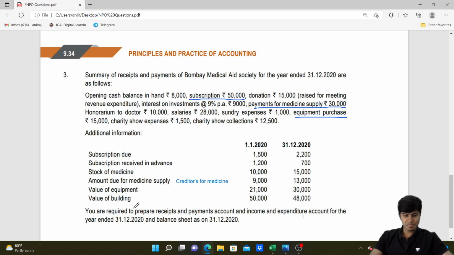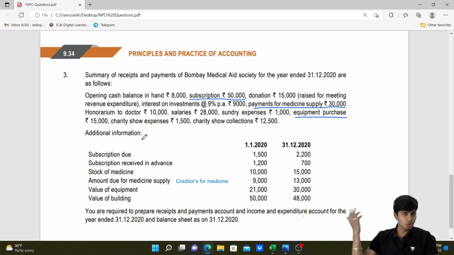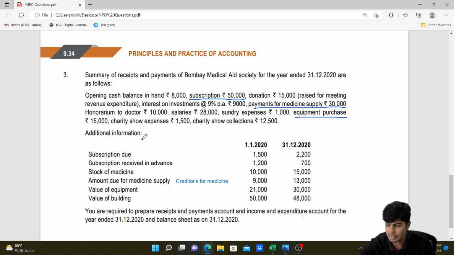You are required to prepare receipts and payments, income and expenditure for the year ended 31st December 2020 and balance sheet as on 31st December 2020. Let us prepare the receipts and payments, income and expenditure and balance sheet. Great. Come on, let's start. Solution to question number 3, or solution to question number 24 from our study material, in the books of Bombay Medical Aid Society. Get it? Let's start writing that.